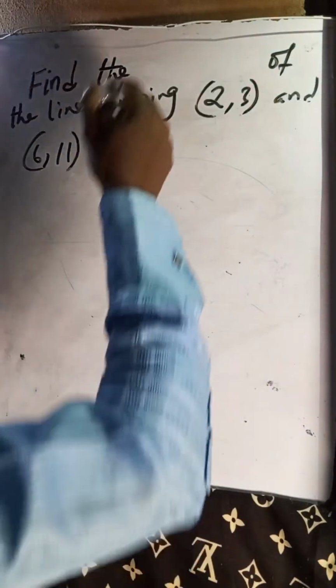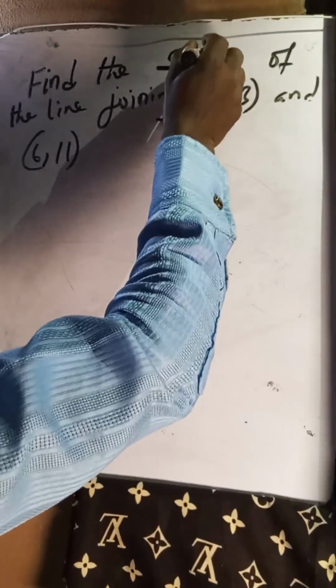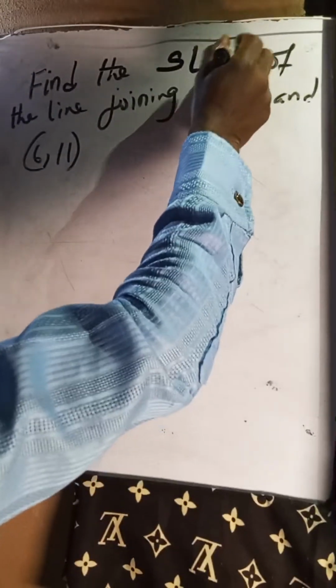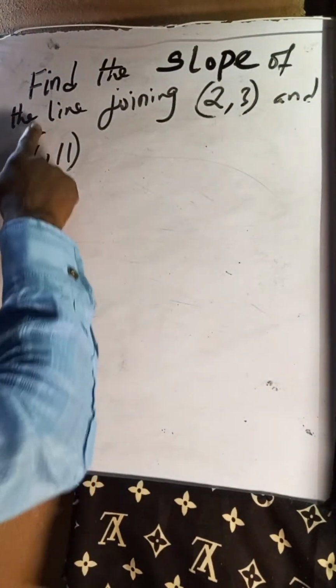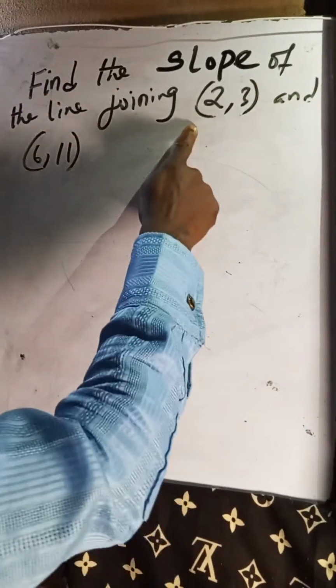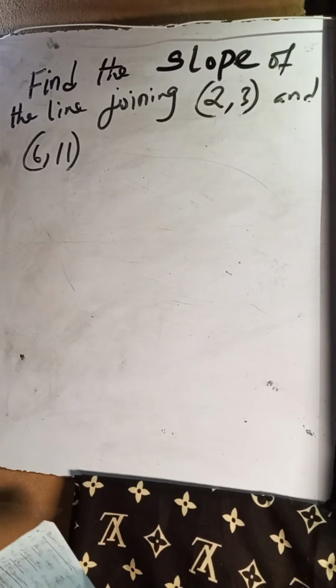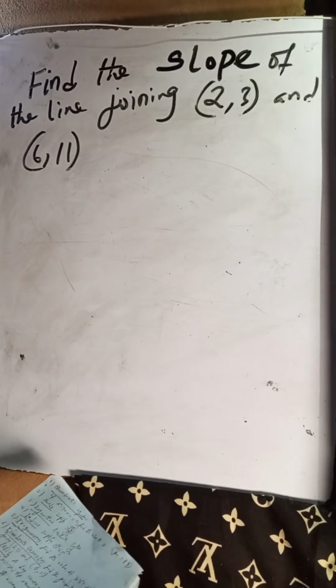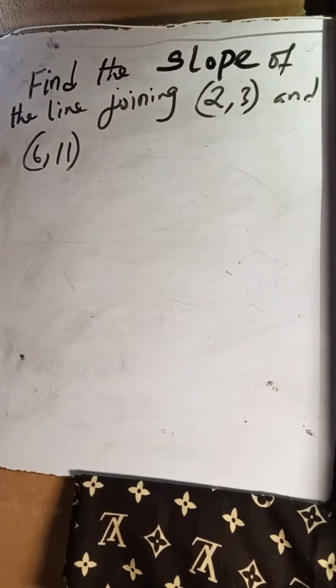So this is slope. Find the slope. You can call it slope or gradient, please. It's the same. Find the slope of a line joining these points, point 2, 3, and point 6, 11. So how do we get the slope of the line? So that we can go to the next topic as quickly as possible. We are in topic 6 now. So we need to go to 7, 8, and 9. So slope.